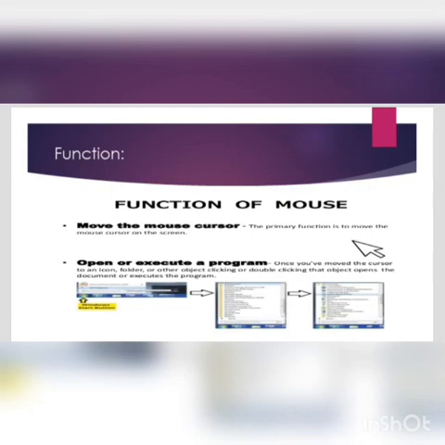Now we will study a major part of the mouse: the functions of the mouse. The primary function is to move the mouse cursor on the screen. As you have seen from the slides, the sequence is that when you move the cursor to an icon, folder or other object and double click, it opens the document.